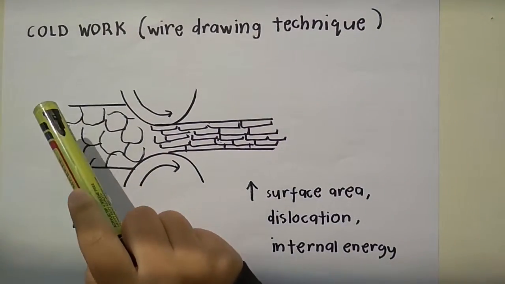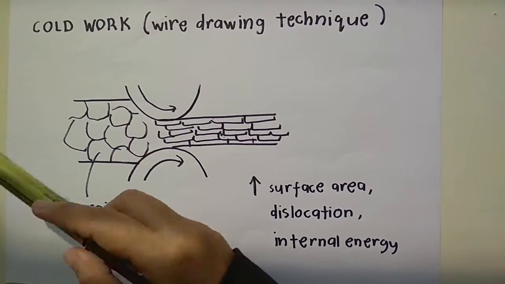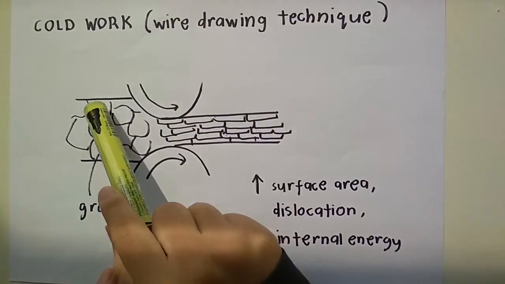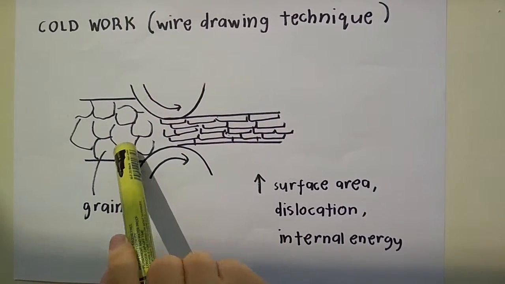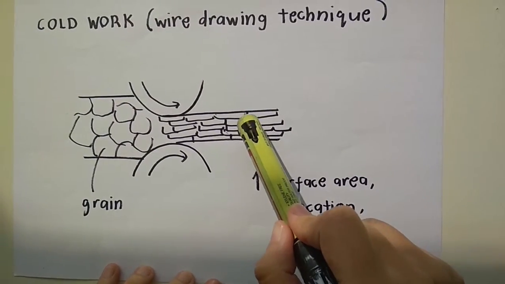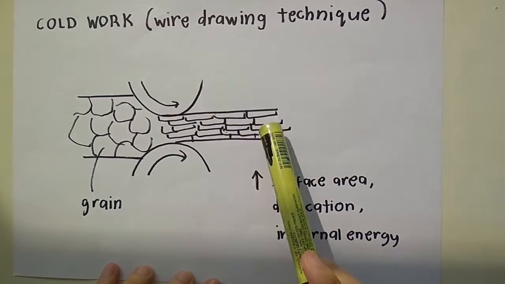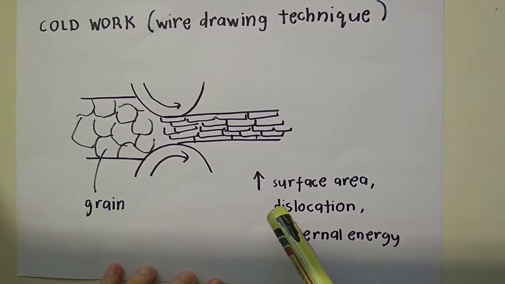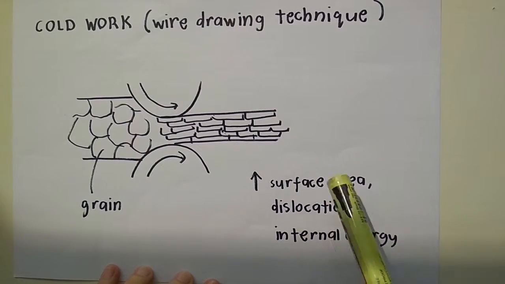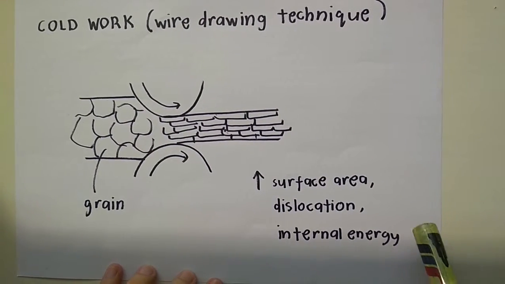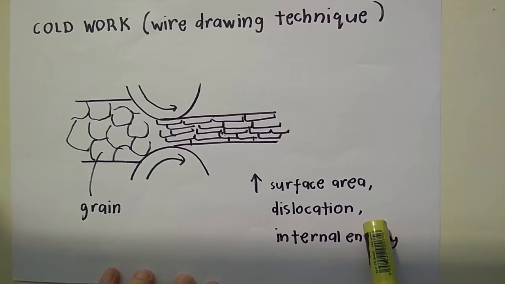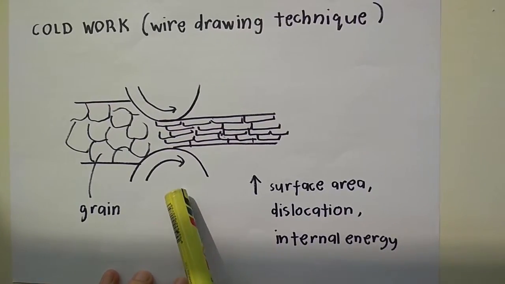Okay, next we move to the development of microstructure. To make copper wire, we use the wire drawing technique, in which the material containing the original grains goes through a roller and transforms into elongated grains. When the material has elongated grains, the surface area of grain boundaries increases, and when the surface area increases, the internal energy also increases. So the dislocations also increase, which makes the material stronger and less ductile.